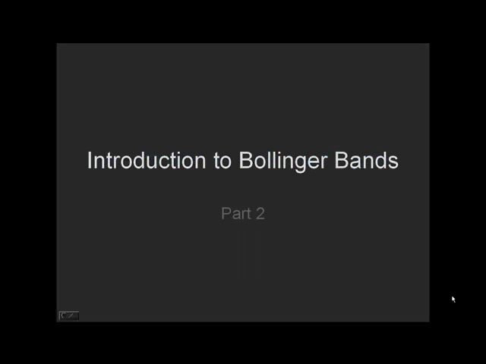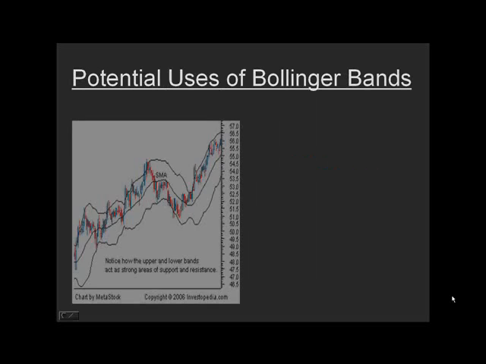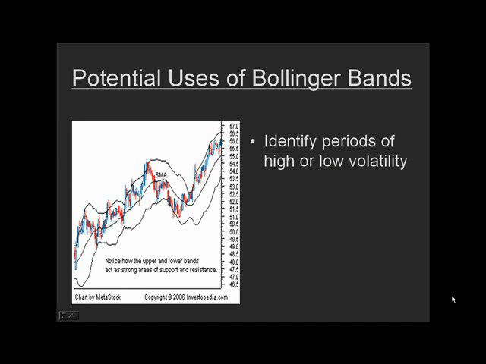What we are here to do today is continue our study of Bollinger Bands. This is the second part of our Bollinger Band study. Last time we talked about the potential uses of Bollinger Bands. First and foremost, we use Bollinger Bands to identify periods of high and low volatility. When the bands begin to spread open, like a mouth opening in a Pac-Man, that is when volume is coming into the stock and volatility is picking up. That is a period of high volatility.